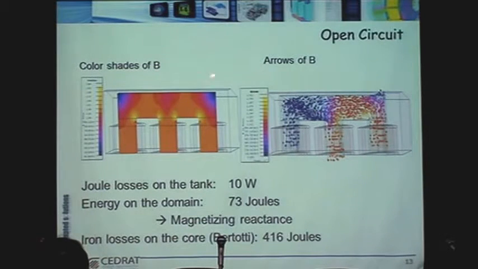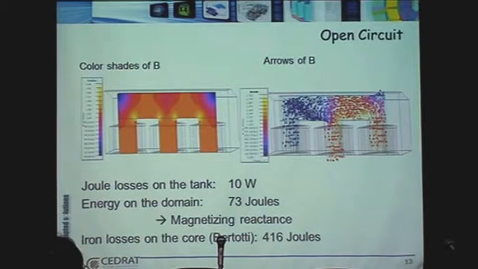So here is a picture. As we said, the core is indeed saturated, every single leg, the corner here, even part of the top. This gives you the arrows of the flux density for one phase. This is done in AC. Now we're going to look at one single phase. Because we have that, we can get some Joule losses here on the tank. It's probably not the most important part. We'll have the losses of the tank in short circuit that are going to be much more important.